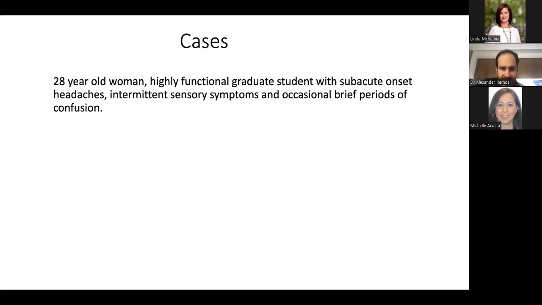So this is a case. This is an actual case that was at Cornell a couple months ago. Before I go into the cases, does anyone have any questions? Okay, type any if you have them.